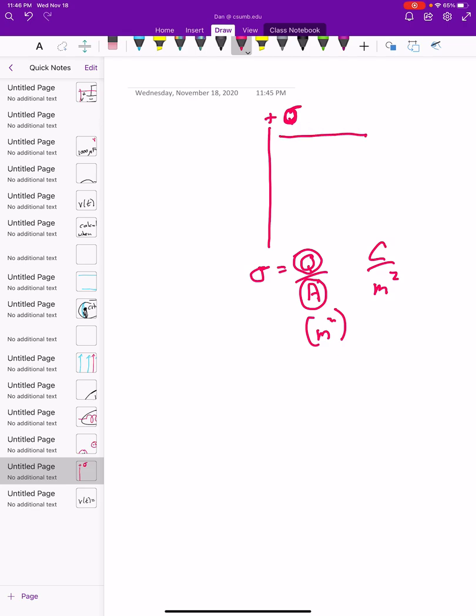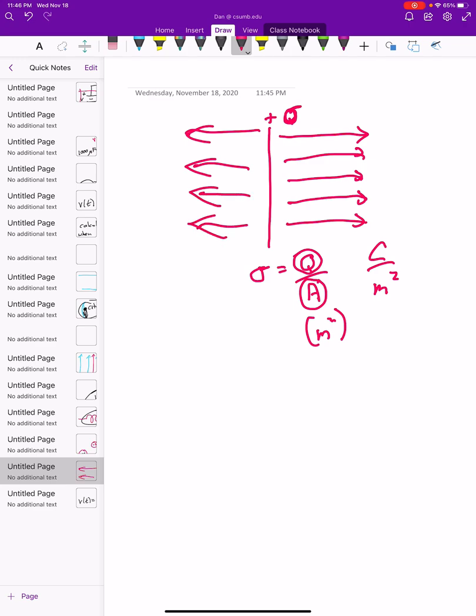And the electric field associated with this positive plane of charge is always going to be directed away from the plane of charge on both sides of it. There's no reason why it would favor one side over the other. And the strength of the electric field on either side of the charge is going to be the charge density divided by 2 times epsilon 0, where epsilon 0 is the permittivity of free space, which is 8.85 times 10 to the minus 12 coulomb squared per newton meter squared.